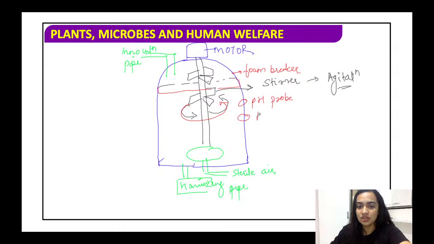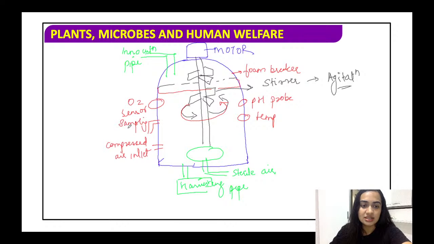Then you will have a pH probe that will maintain your pH. You will have a temperature probe that will maintain your temperature. Then you will have an oxygen sensor, all right, which will basically sense your oxygen levels. And you will also have something known as a compressed air inlet. Compressed air inlet. So this basically makes sure that you're getting the right amount of oxygen and it is going inside this. And you'll have a sampling pipe here. Fine. So this sampling pipe is basically from where you can collect your samples.